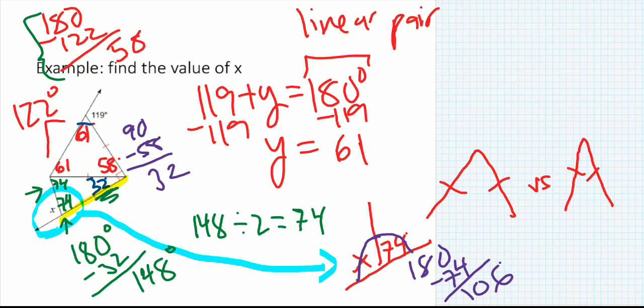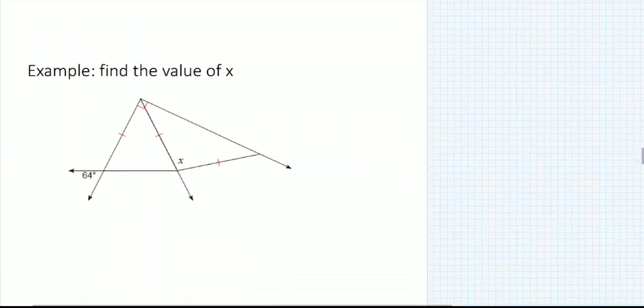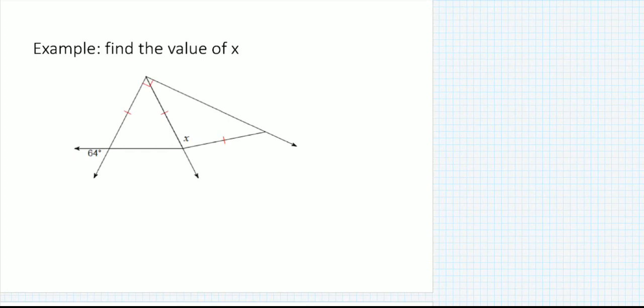106 degrees. Okay. So after all that work, we get x is equal to 106 degrees. I know it's a little messy, but go back and replay this example. All we did was basic stuff. So let's go ahead with the next example. I'm going to do this one a little bit faster, but it's pretty much the exact same idea, okay?